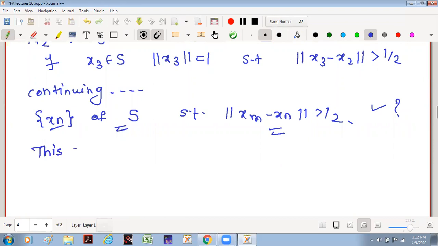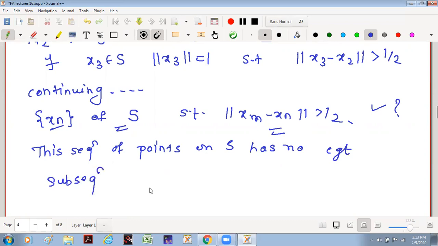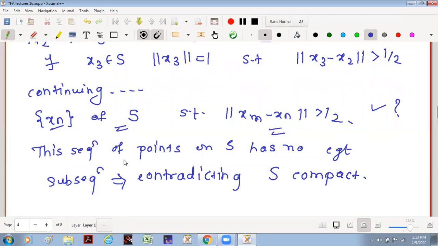Thus the sequence of points on S has no convergent subsequence, which contradicts S being compact, because as S is given to be compact, every sequence must have a convergent subsequence, but here it is not true. The contradiction arises due to a wrong assumption, hence the assumption we have made is wrong. Therefore X must be finite dimensional. Here we have completed the proof of Riesz theorem.